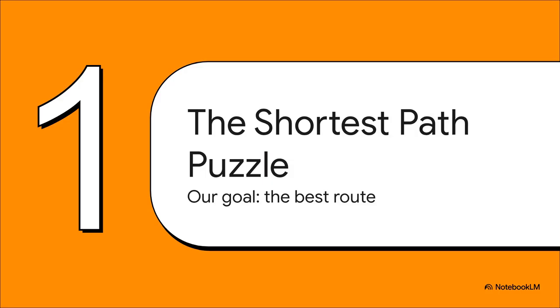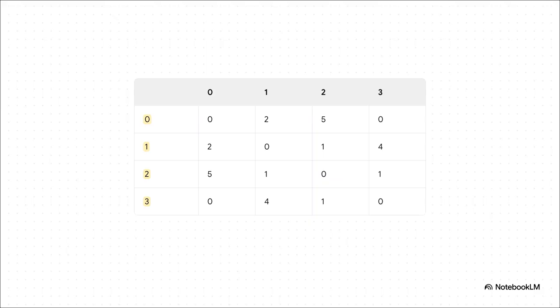All right, so here's our puzzle. It's a simple network of 4 locations, or nodes as we'll call them, numbered 0 through 3. Our one and only goal is to find the absolute shortest path from our starting point, node 0, to every other node on the map. Now, this table right here, this is our map. The numbers show the distance, or weight, between any 2 nodes. So for example, getting from node 0 to node 1 has a weight of 2. And if you see a 0 between 2 different nodes, that just means there's no direct road connecting them.